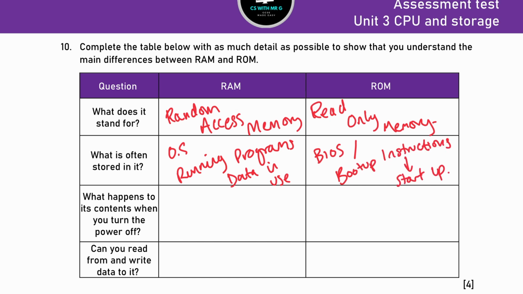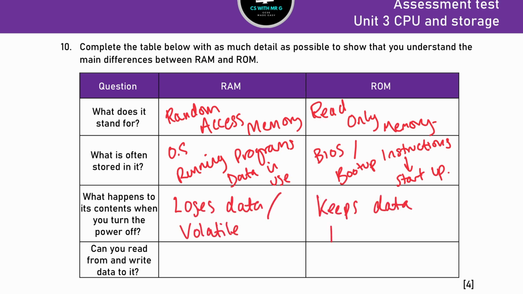What happens when the power is turned off? Well, RAM loses data as it is volatile, and ROM keeps data as it is non-volatile. And the easiest way that I remember that is there's an O in non, and there's an O in ROM, or non also sounds like ROM. So that's the way I remember. But basically, ROM doesn't lose the data, so take the word no from non. No, it's not going to lose the data, whereas RAM will, as it's volatile.